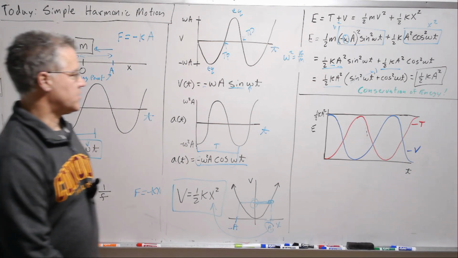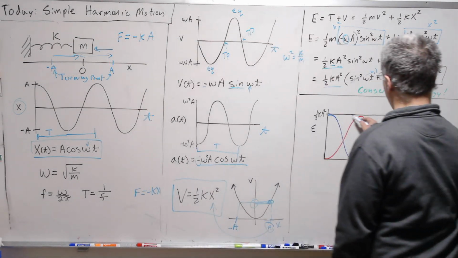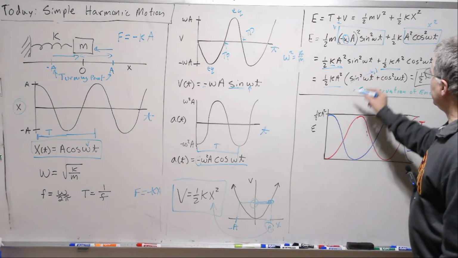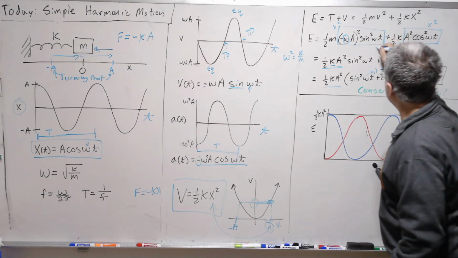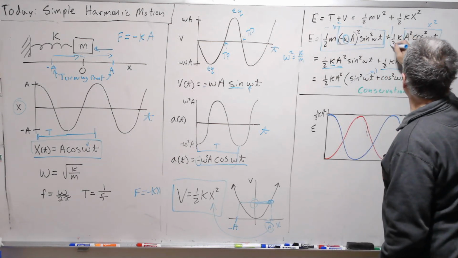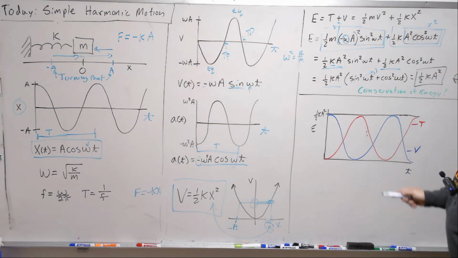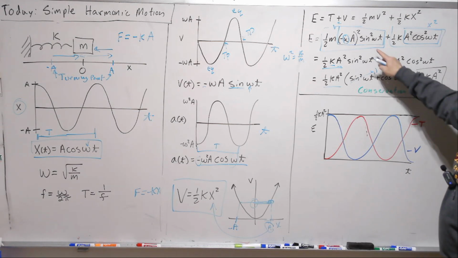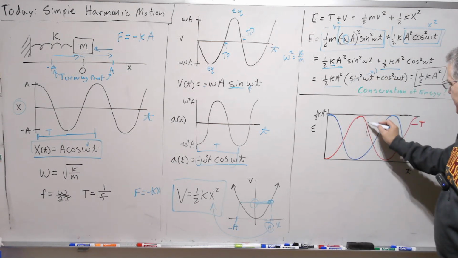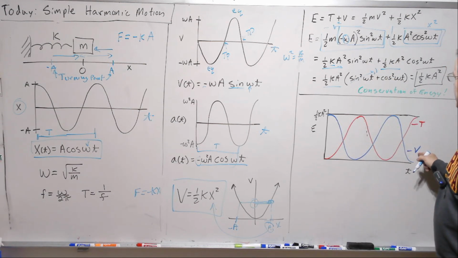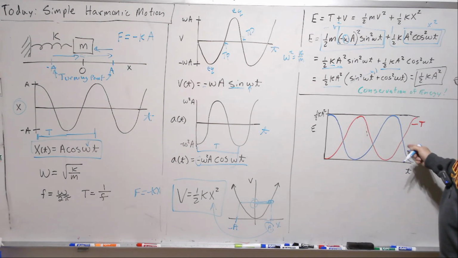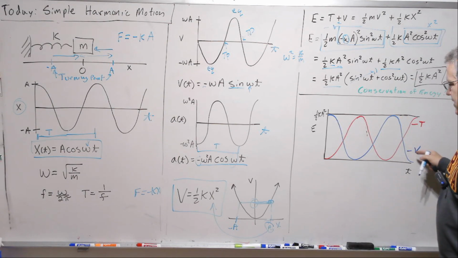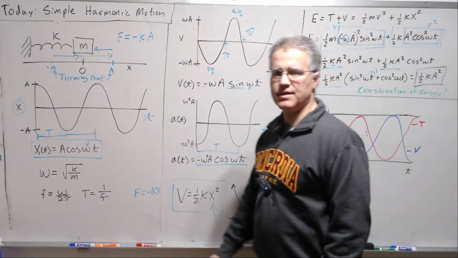So let's plot that. That's going to be just a straight line in black here. And then let's plot each of the individual terms. So this term and this term. Well, the kinetic energy is sine squared, so that's in red here. And the potential energy is in blue. And so that looks like that.